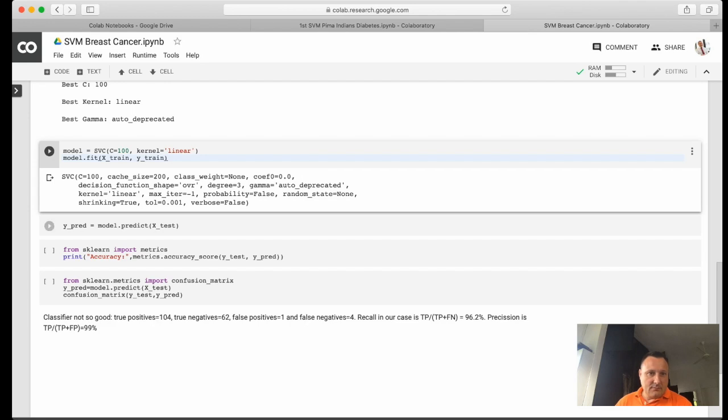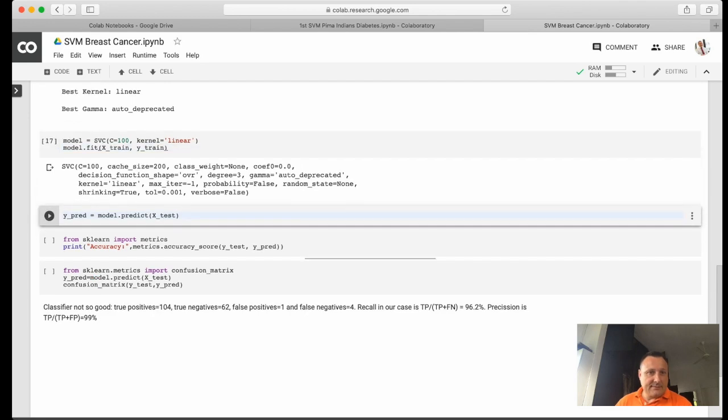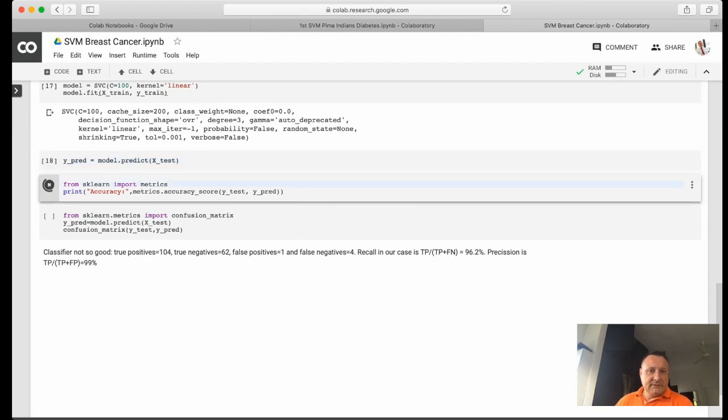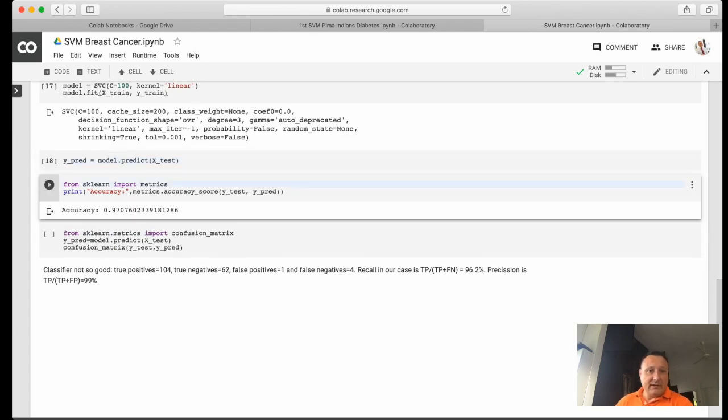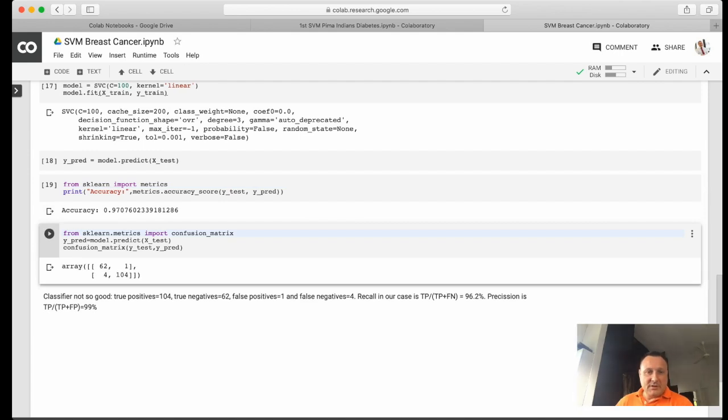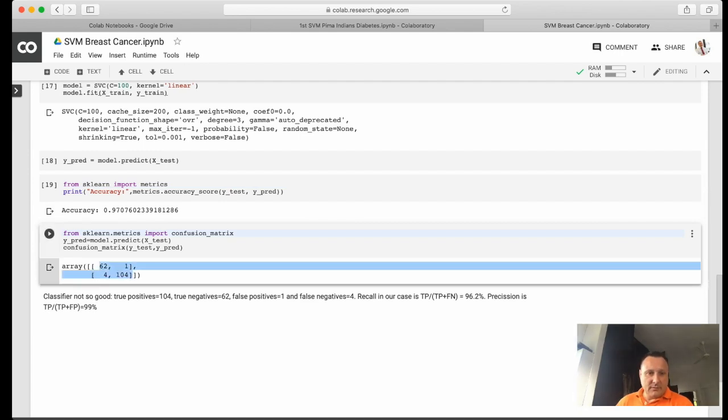So model predict X test. And now we're gonna look at the accuracy. And the accuracy is quite high, yeah, 97%. Let's run the confusion matrix. And the confusion matrix also looks pretty good, yeah.